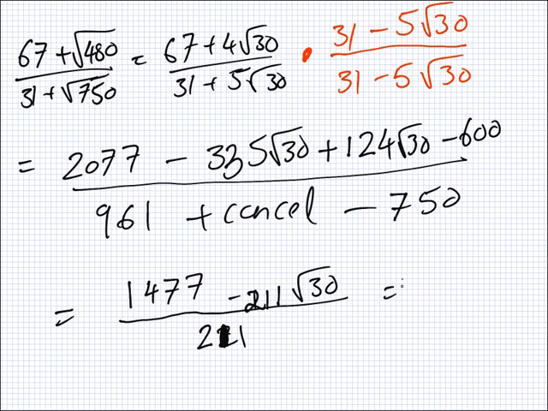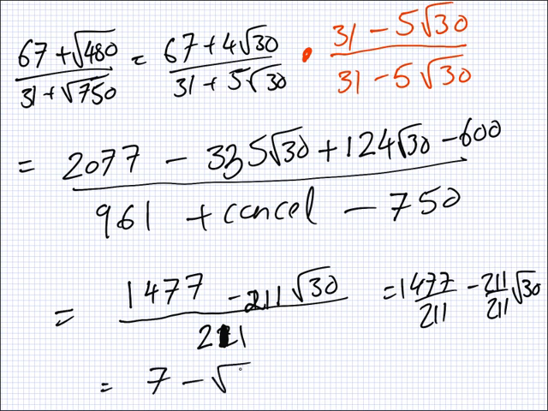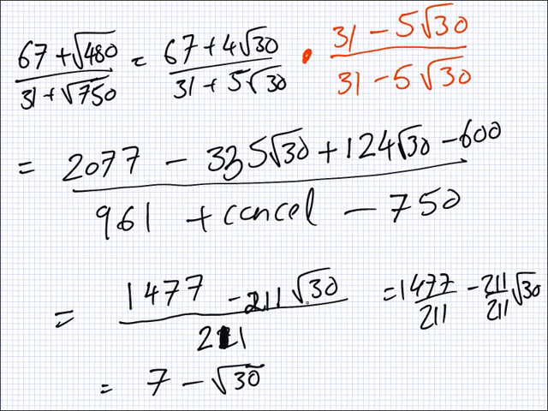So that's nice. That's 1477 over 211 minus 211 over 211 root 30. That's 7 minus root 30. Yes. Okay. Did you write that one down?